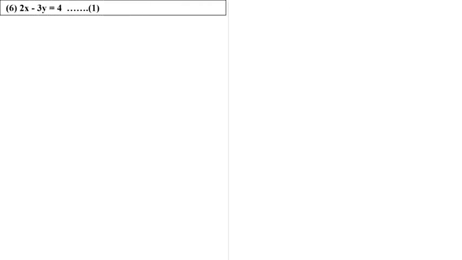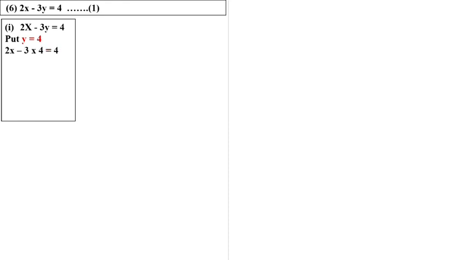The last sum is question number 6. 2x minus 3y equal to 4 is the first equation. We'll solve this first equation by taking the y value as 4. 2x minus 3 into the y value 4 equal to 4. 3 times 4 is 12. Minus 12 will go to the right side and become plus 12. It became 16. So x equal to 16 divided by 2, we get the value 8.